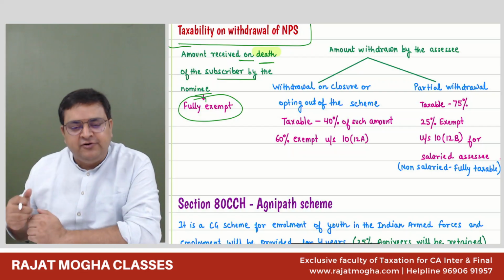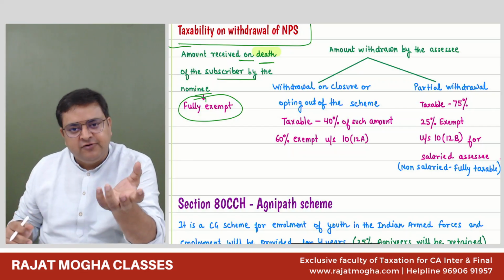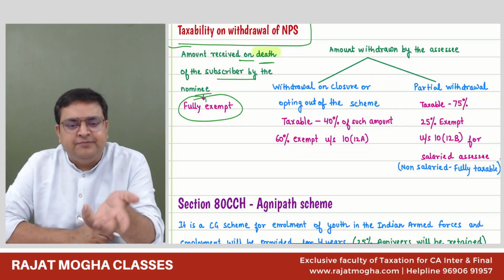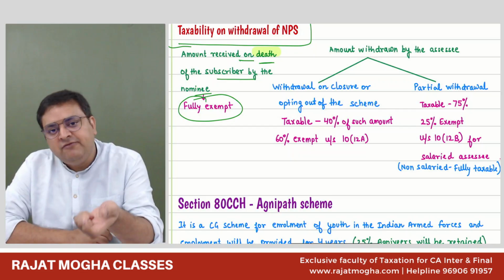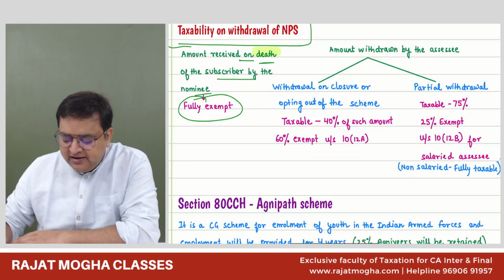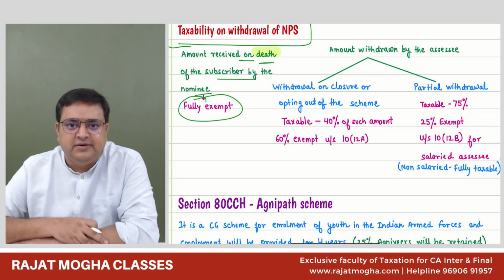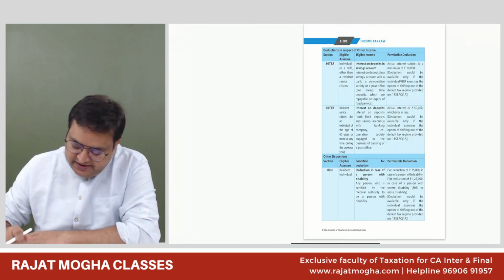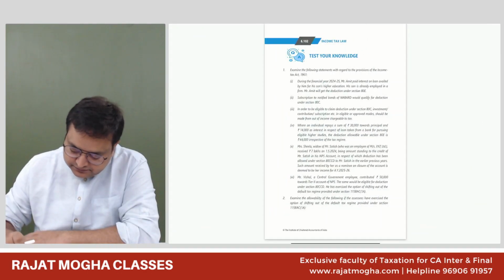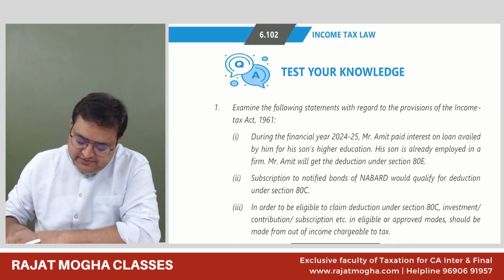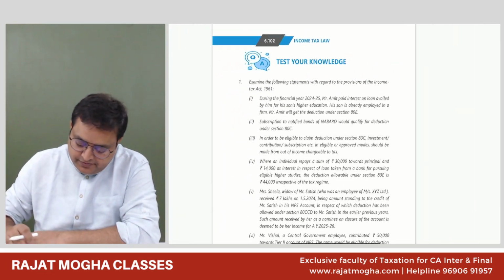In case of partial withdrawal, you are still continuing with the NPS, but you are withdrawing it partially. NPS gives this particular benefit that if you need, then after some time you can withdraw the amount partially from your NPS. In that case, for a salaried assessee, 75% is taxable. For a non-salaried assessee, the full amount is taxable. So there is actually a question in your study material. Question number 1, page number 102.